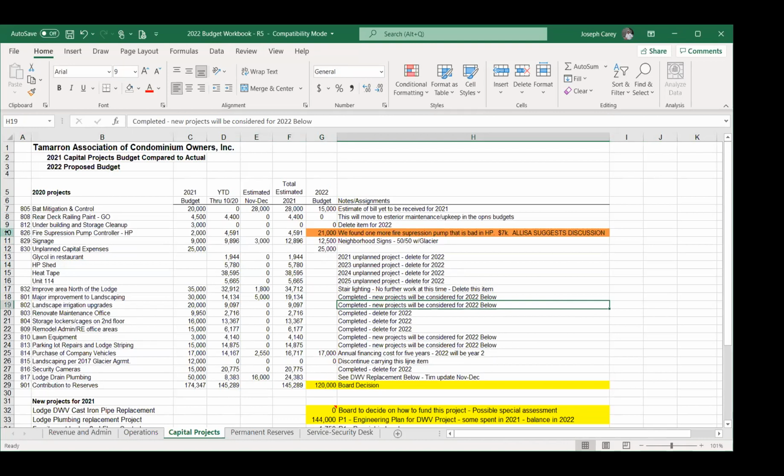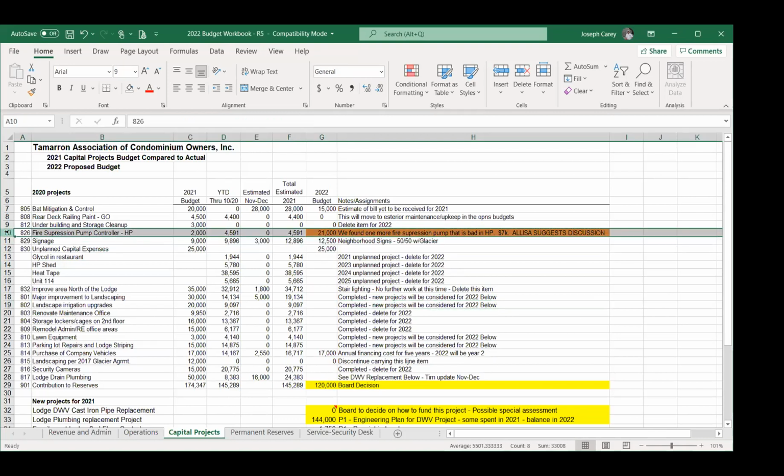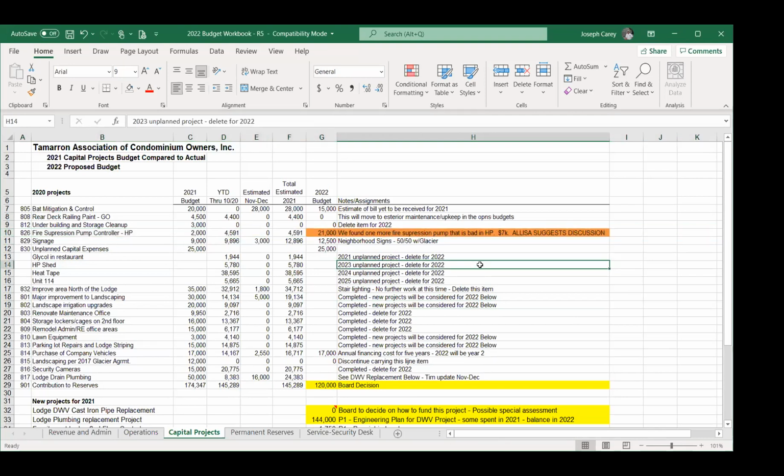So, back to this 826. So 4591's been spent. No more spending in November and December? No. Okay, so it's done. If we're doing one more pump, motor and controller, the 4591 only includes pump and motor. A pump, motor and controller is 21,000. I've got to do 2 controllers, 1 pump and 1 motor, and that's going to be 21 grand. I'm still getting pricing. I don't have a hard bid on them yet.